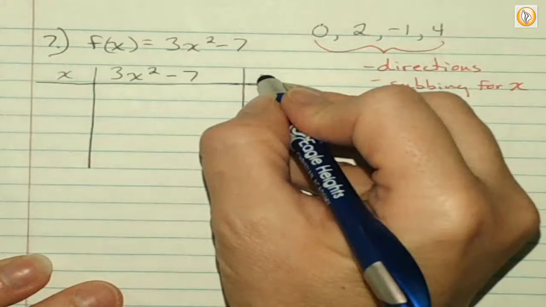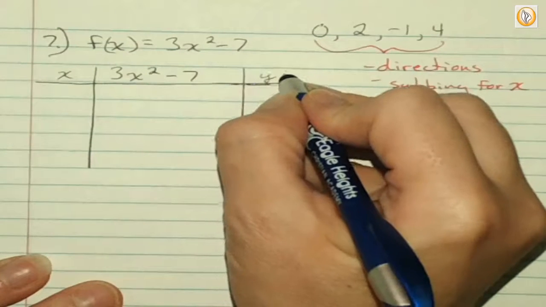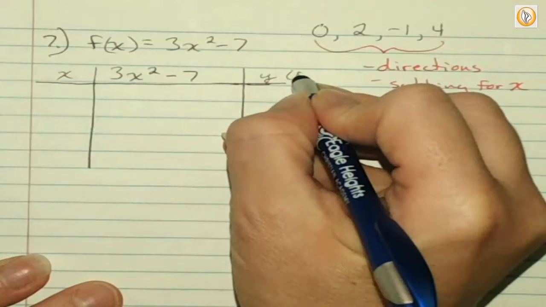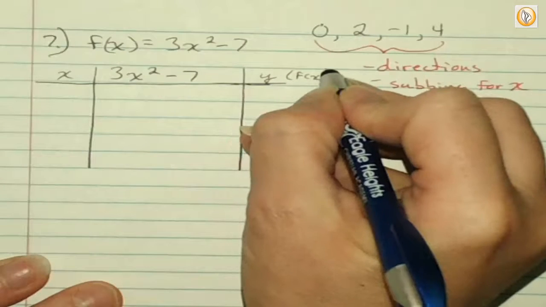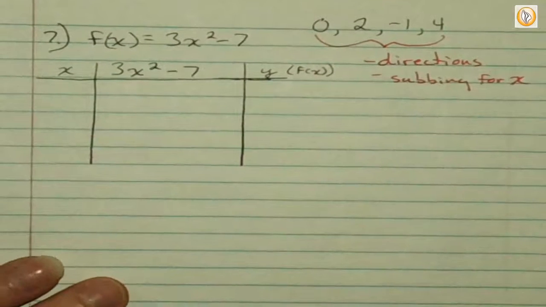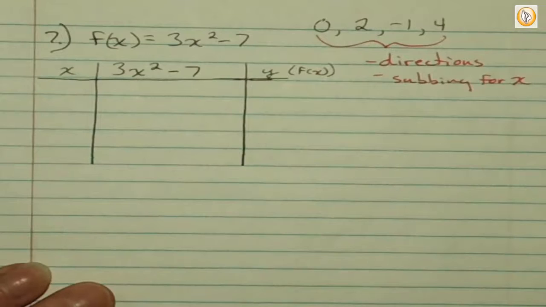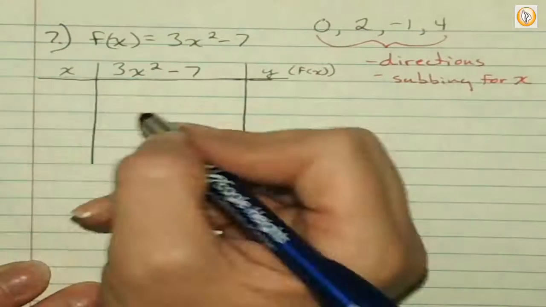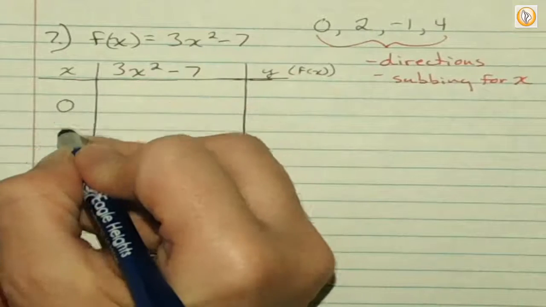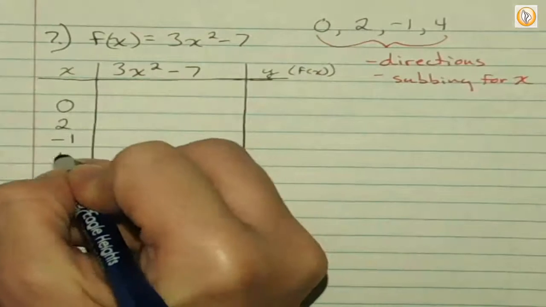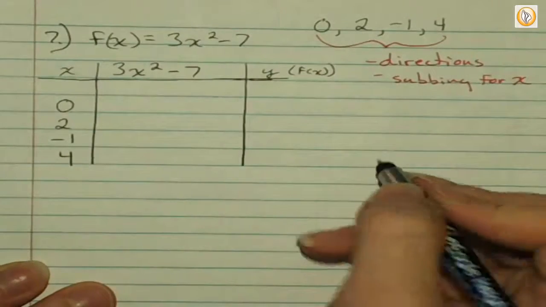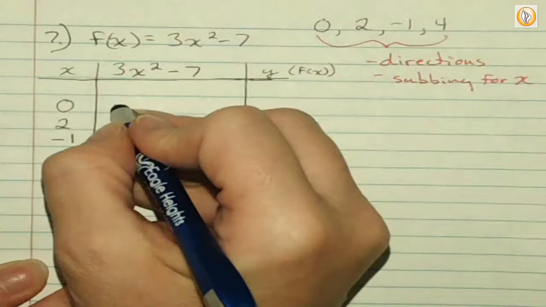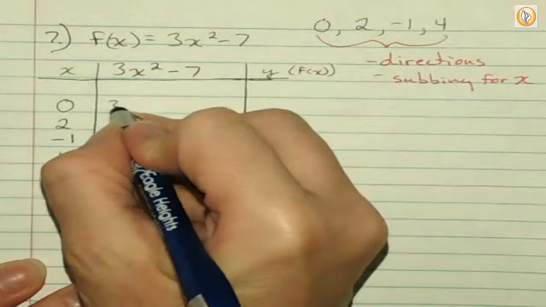This is my x, and this is my, technically my y, which is really f of x. Do I remember this? So over here, I'm going to put 0, 2, -1, and 4. And I'm just going to substitute. Guys, use your parentheses. Fran's doing a good job.